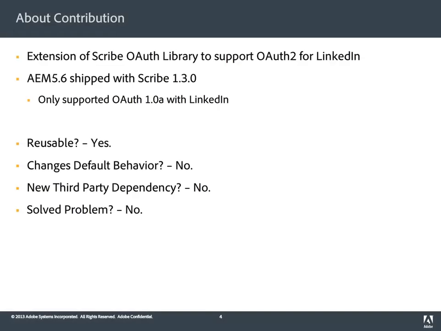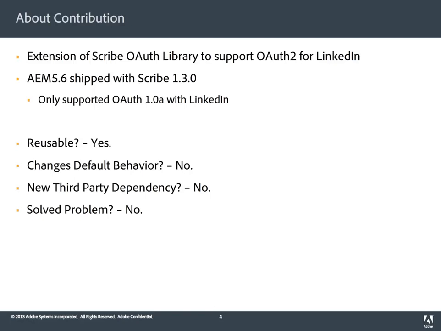Now I'm ready to start contributing. The contribution I'd like to make is an enhancement to the Scribe OAuth library to support using the LinkedIn API with OAuth 2. Scribe is an OAuth library which was included in AEM 5.6. And while it does support LinkedIn, it only supports OAuth 1.0a when accessing LinkedIn, and LinkedIn now promotes the use of OAuth 2. Before contributing this, I'm going to ask myself a few questions.